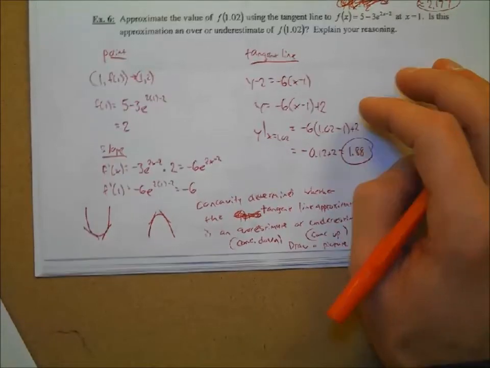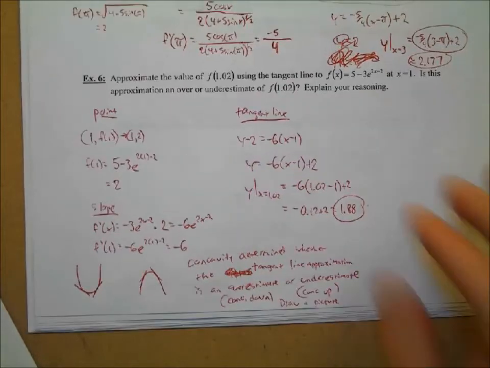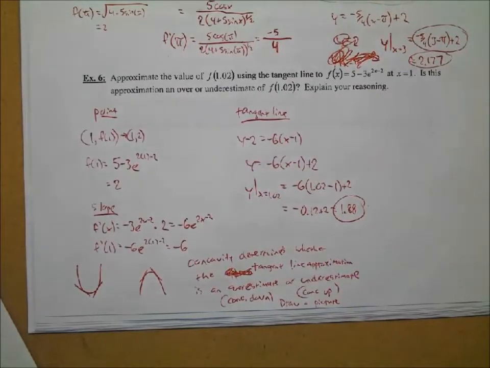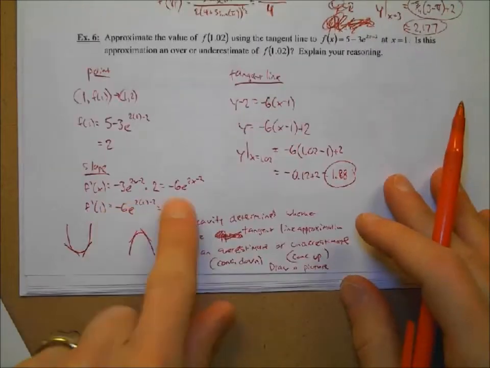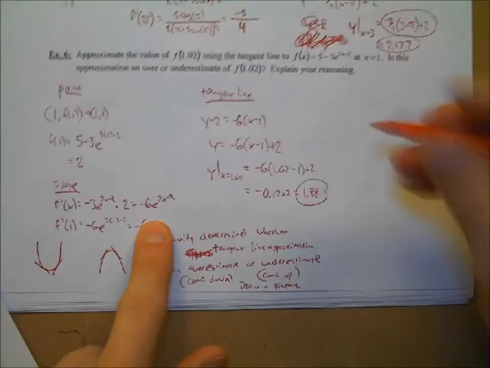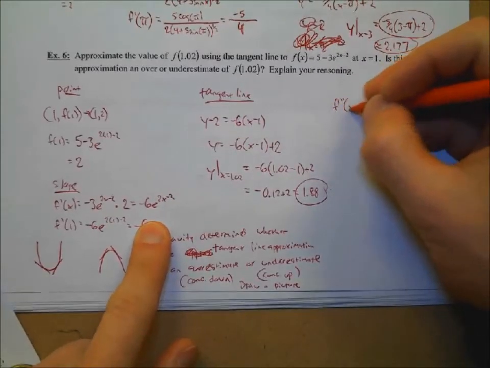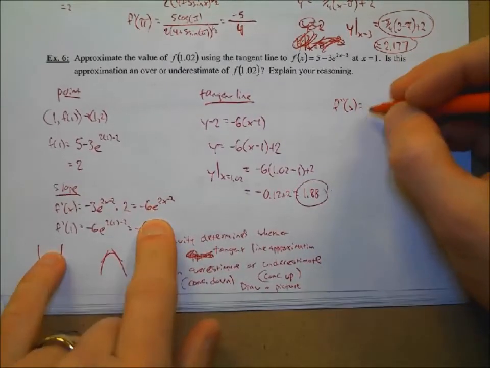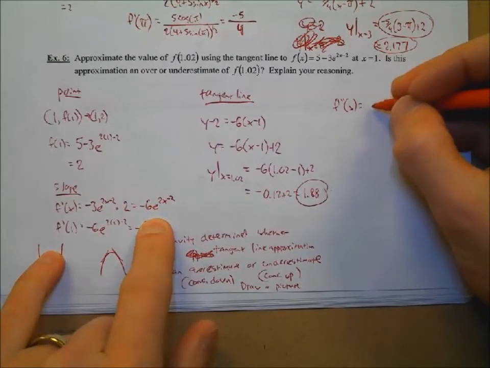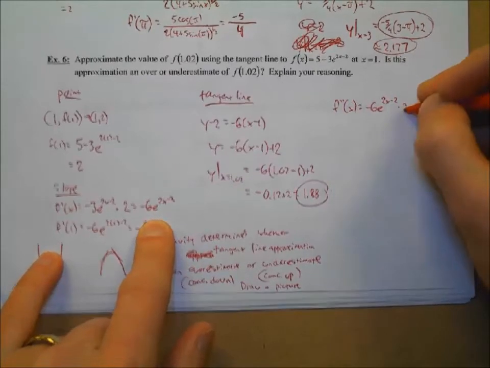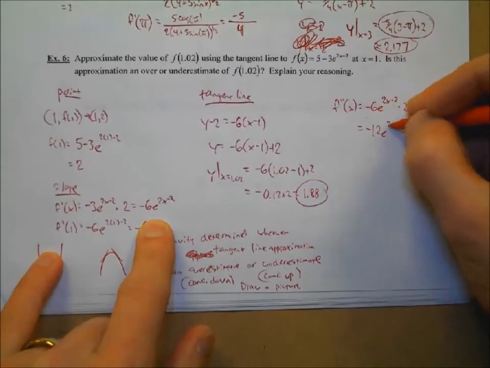Okay? For our purposes here, then, we have to determine the concavity of this function. How do we determine the concavity of a function? Look at the second derivative. Now, we already have the first derivative right here, so we're just going to take the derivative one more time. Okay? So the derivative of negative 6e to the 2x minus 2 is negative 6e to the 2x minus 2 times 2, so it's negative 12e to the 2x minus 2.